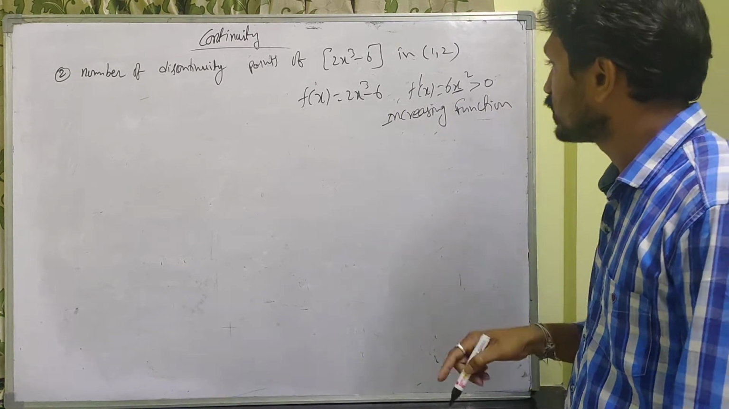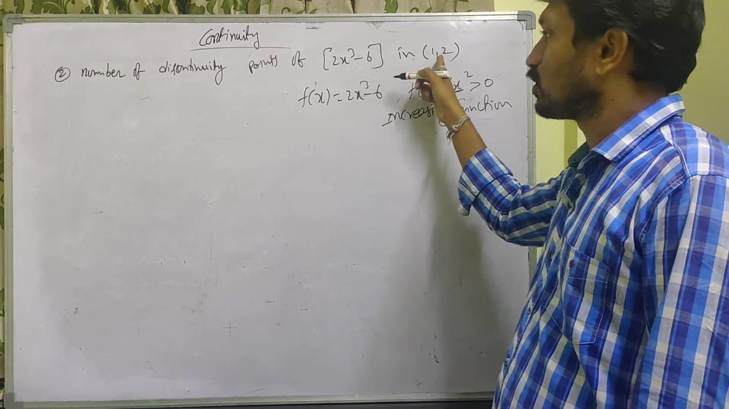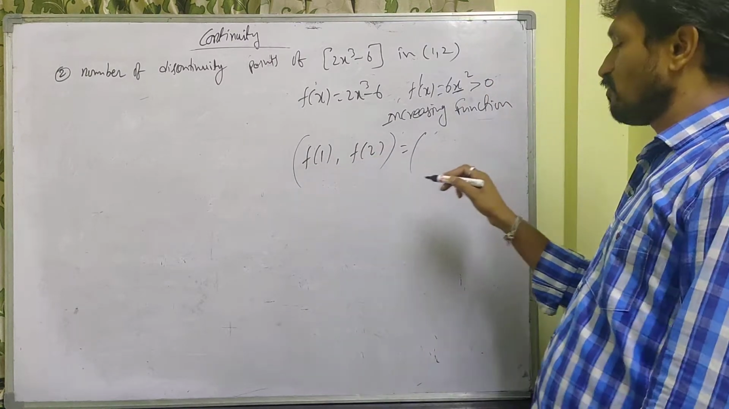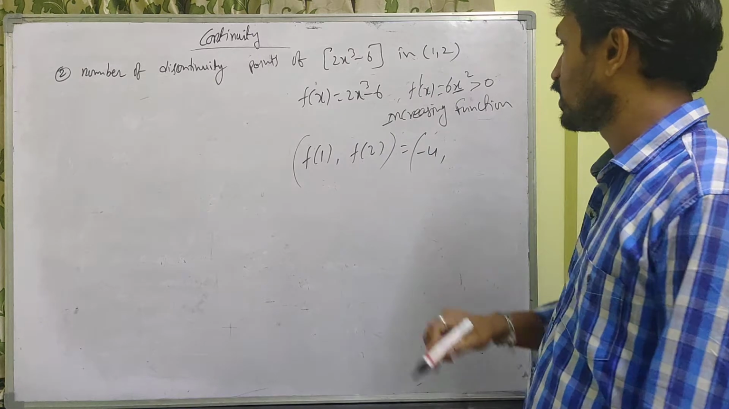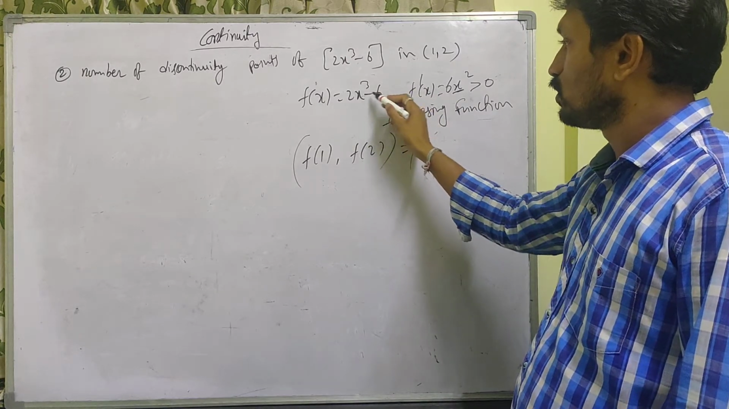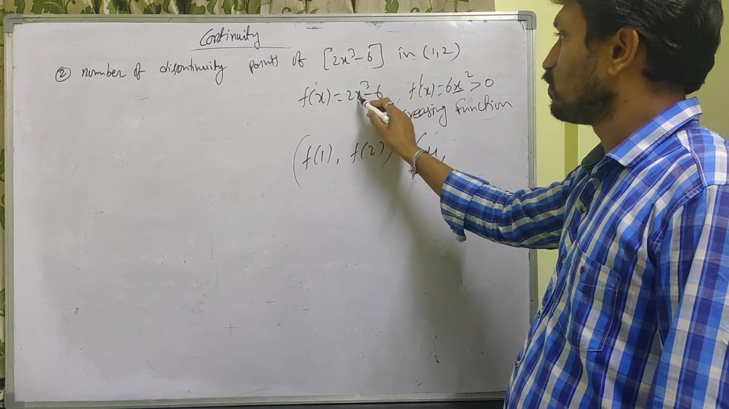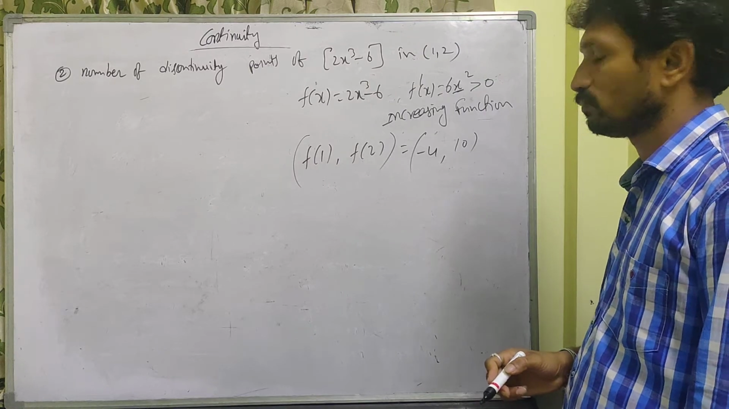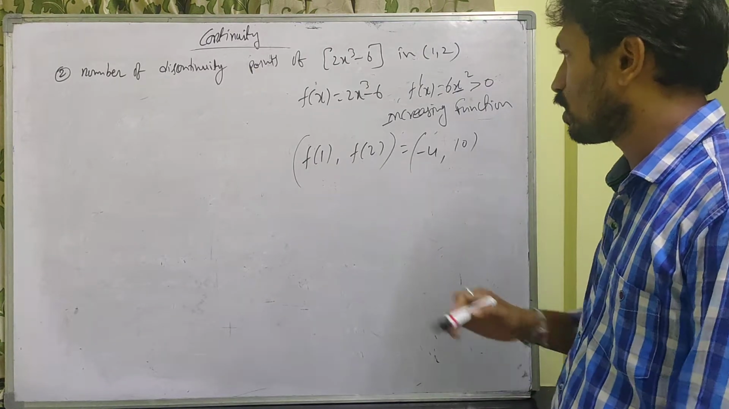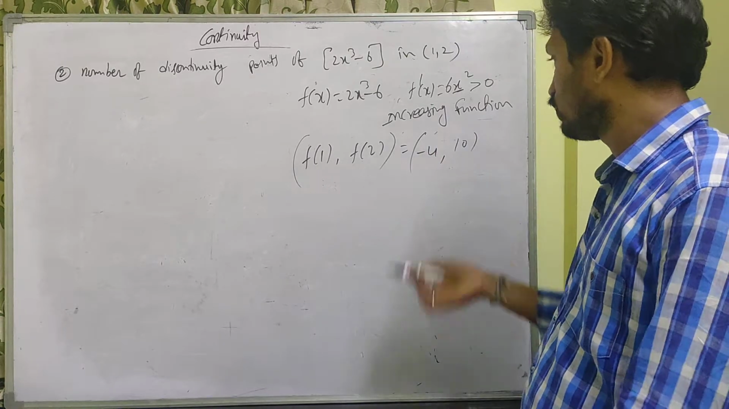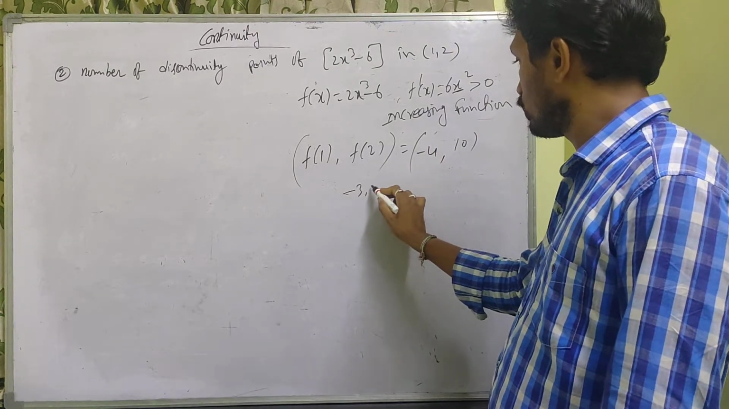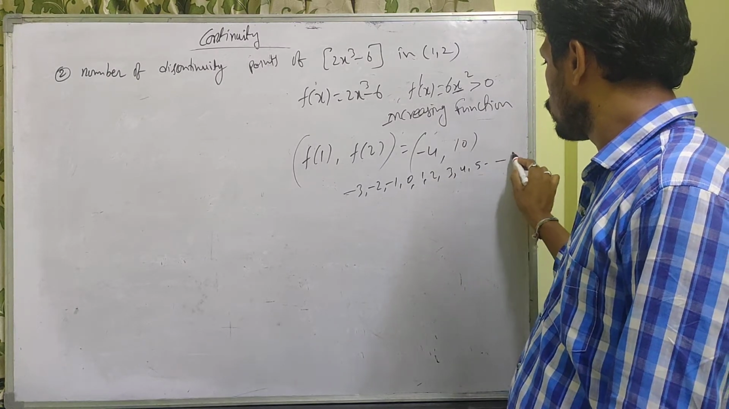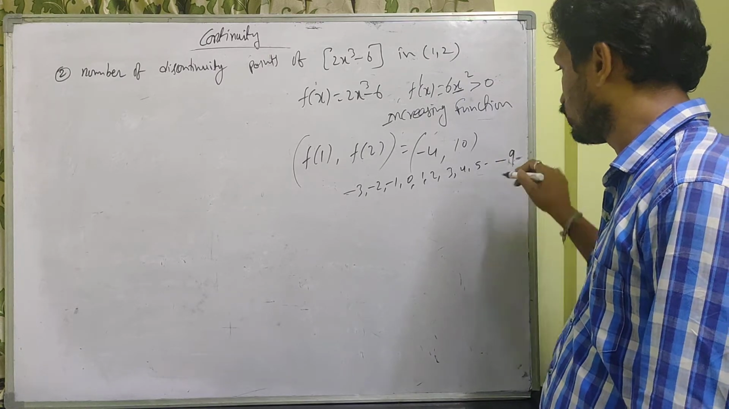Clear? Whenever it is an increasing function, the maximum and minimum values between 1 and 2 are nothing but f of 1 and f of 2. f of 1 is 2 minus 6, that is minus 4. f of 2: 2 cube is 8, 8 twos are 16, 16 minus 6 is 10. So between minus 4 and 10, how many integers are there? First we have to check. Minus 3, minus 2, minus 1, 0, 1, 2, 3, 4, 5, up to 10 are there. So 10 we should not consider, only up to 9.